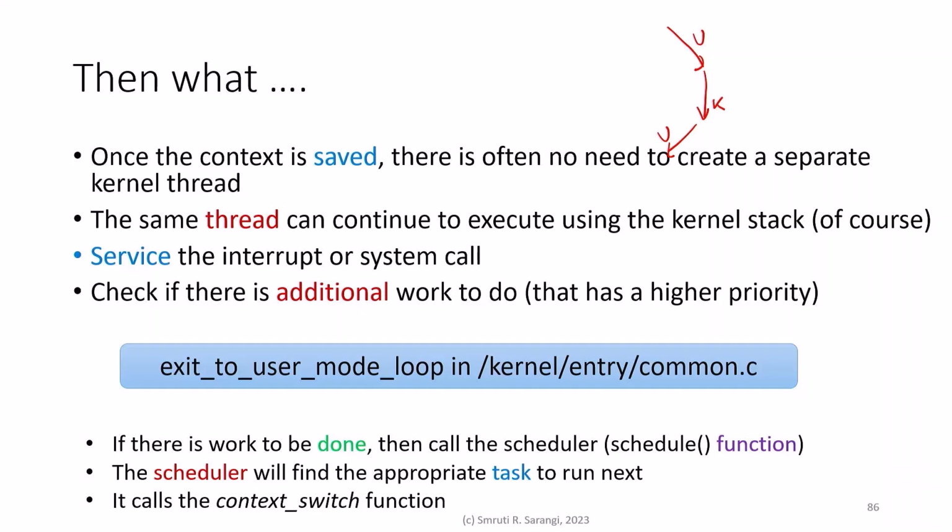So first it sees if it has some additional work to do, which has a higher priority. Because as I said, you went to the kernel, now you are at the mercy of the kernel. So it calls the exit to user mode loop function if there is some work to be done. Other than resuming the user process, it calls the schedule function. The schedule function is where your scheduler runs. Its job is to find the next task that I should execute, if there is a need to schedule. If it finds another task, it will call the context switch function.